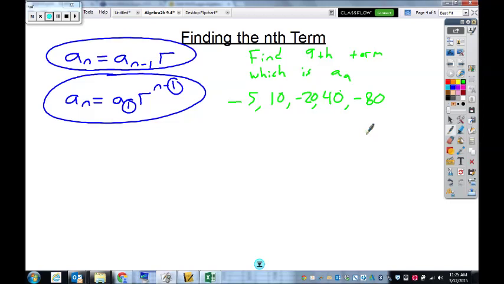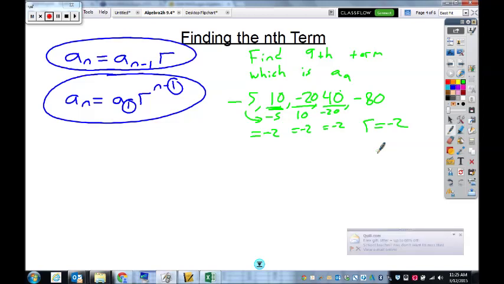Well, my r is just going to be this term divided by the first term. So 10 divided by negative 5 equals negative 2. Or I could have done 20 divided by 10. Negative 2. Again, 40 divided by negative 20. Okay, regardless. So my r equals negative 2. I keep multiplying by negative 2 to get to the next term. So now I'm going to plug into an equation. I'm going to plug into the bottom equation. So I have a sub n equals, well, I have a sub 1, all right?